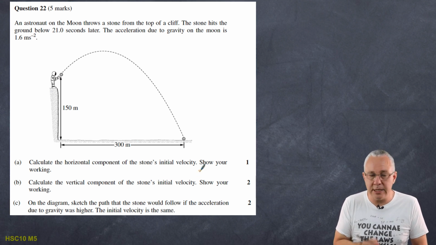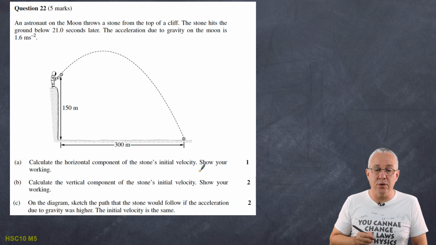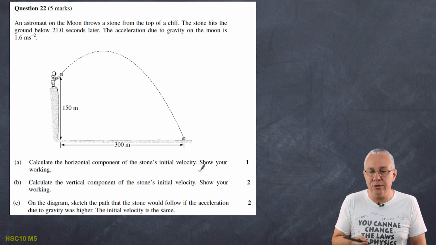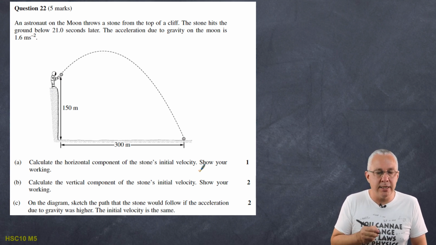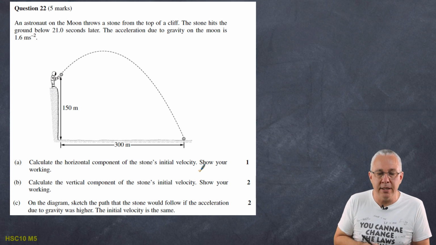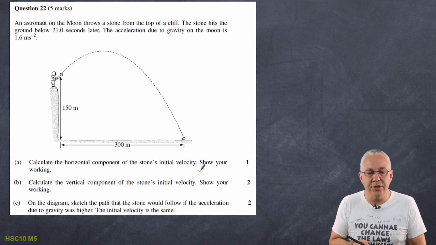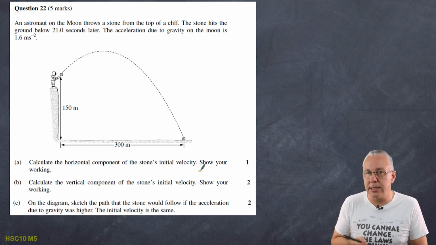And we're asked 3 things. The first is to calculate the horizontal component of the initial velocity, show your working. B, the vertical component of the stone's initial velocity, show your working. And C, on the diagram, sketch the path the stone would fall if the acceleration due to gravity was higher. The initial velocity is the same.